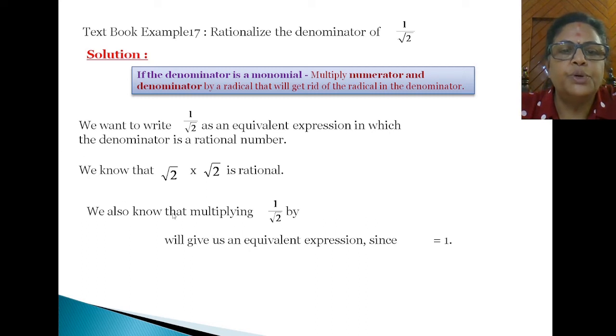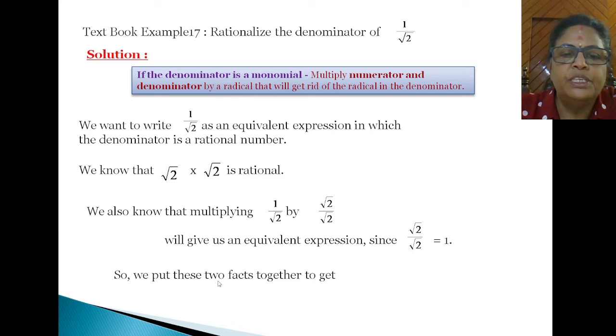We also know that multiplying 1 by root 2 by root 2 will give us an equivalent expression, since root 2 by root 2 is equal to 1. Any number divided by that number is 1. So multiplying 1 by root 2 by root 2 by root 2 will give us an equivalent expression, since root 2 by root 2 is equal to 1.